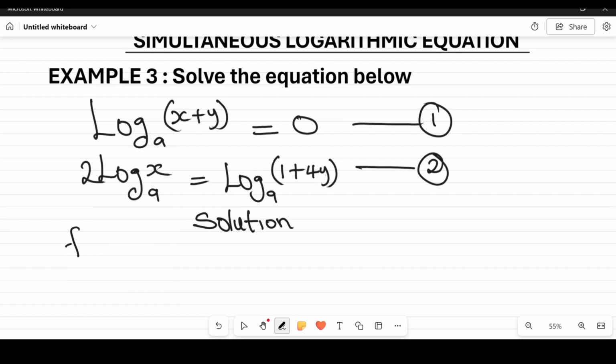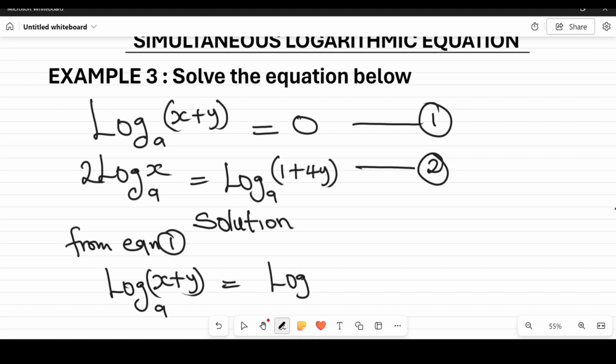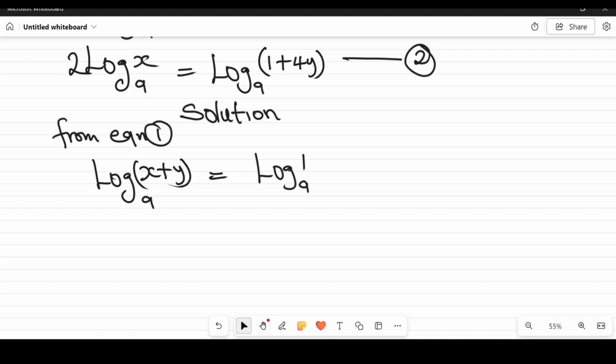So, from equation 1, we can have that log x plus y in base A will be equal to log 1 to base A. This is because logarithm of 1 to any base is equal to 0. So since we have 0 here, we represent it as log 1 to base A. So since we have the same base, our equation becomes x plus y is equal to 1. Let's go here, equation 3.